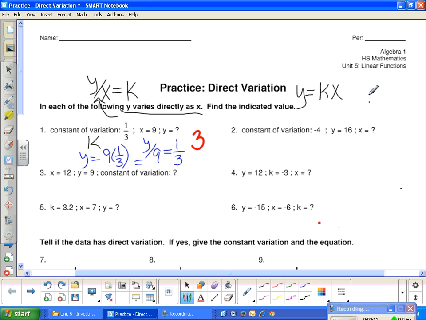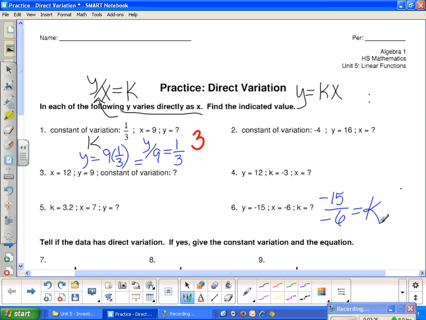Look at number 6 down here. On number 6, you're given y and x. You're looking for your constant. So, fill it in. Y over x has to equal k. And I think that's probably the easiest way to do it, because you say y varies directly with x, you have y over x. So, what's -15 divided by -6? -15 divided by what? -6. Okay? You should get 2.5, you're dividing. Get 2.5 is k.